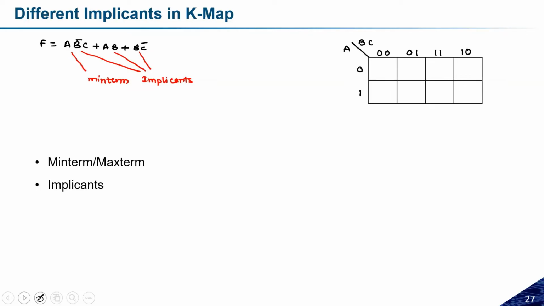The second term is the implicants. If I'm considering the SOP form, the number of product terms we can call the implicants.